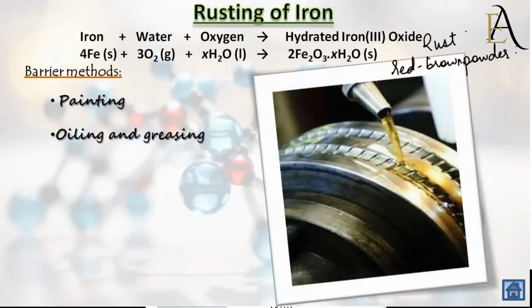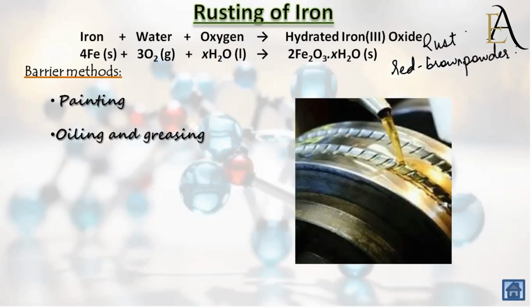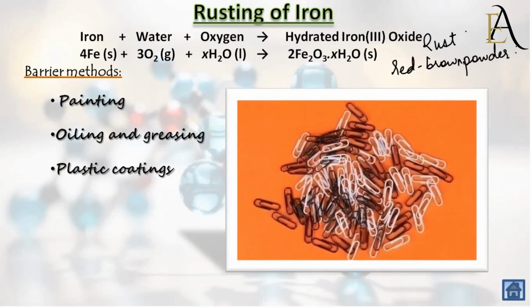Next, oil and greasing. These are done on the parts of machinery so that the machinery works efficiently without getting rusted for a longer period of time. Plastic coating. We usually see this on our refrigerators, pins. Then there are garden chairs where these plastic coatings help the iron objects from getting rusted. If these plastics break off, then iron will start rusting.